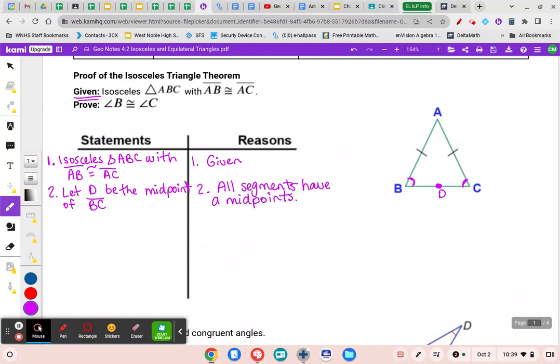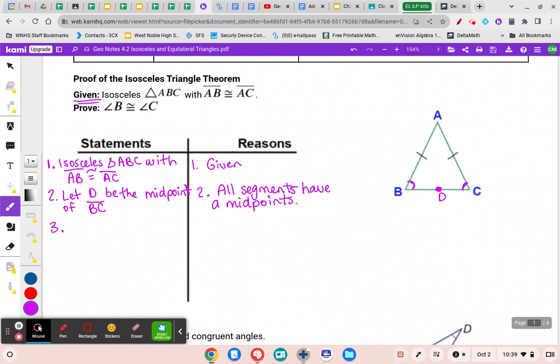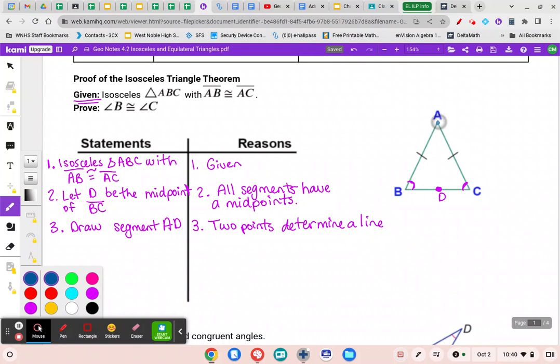You could technically use that reason in any proof. It just might not be helpful. In this proof, it is. In 3, we are going to draw a new segment because any 2 points can make a segment. So we are going to draw segment AD. This is just because 2 points determine a line. So we're going to connect the dots there, A to D.